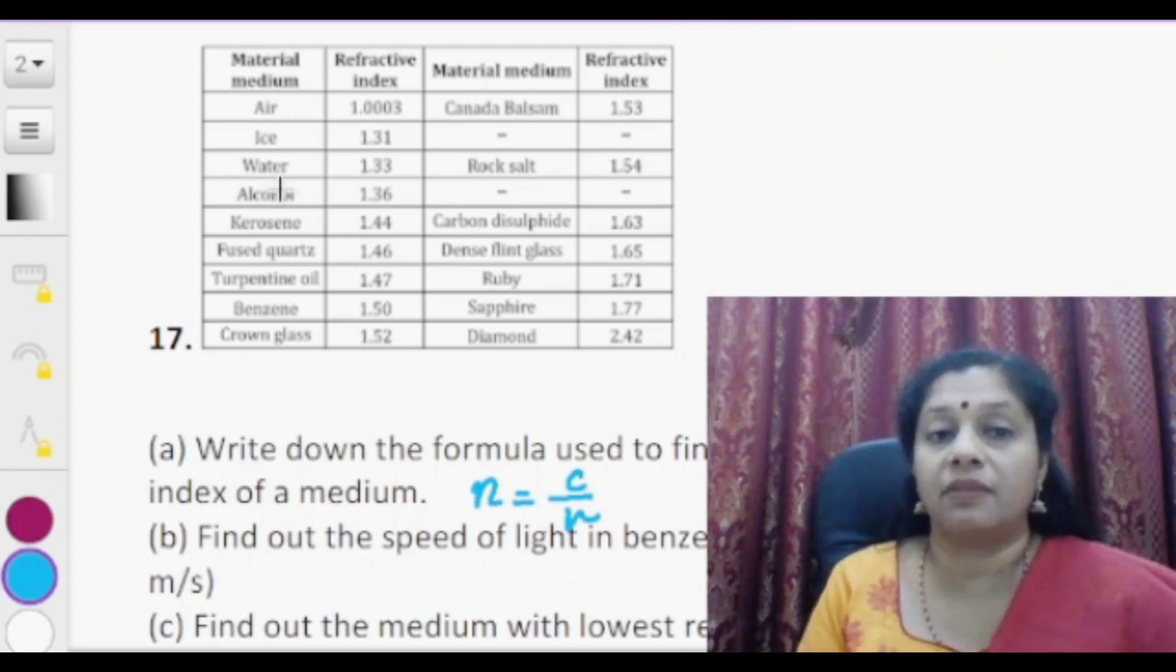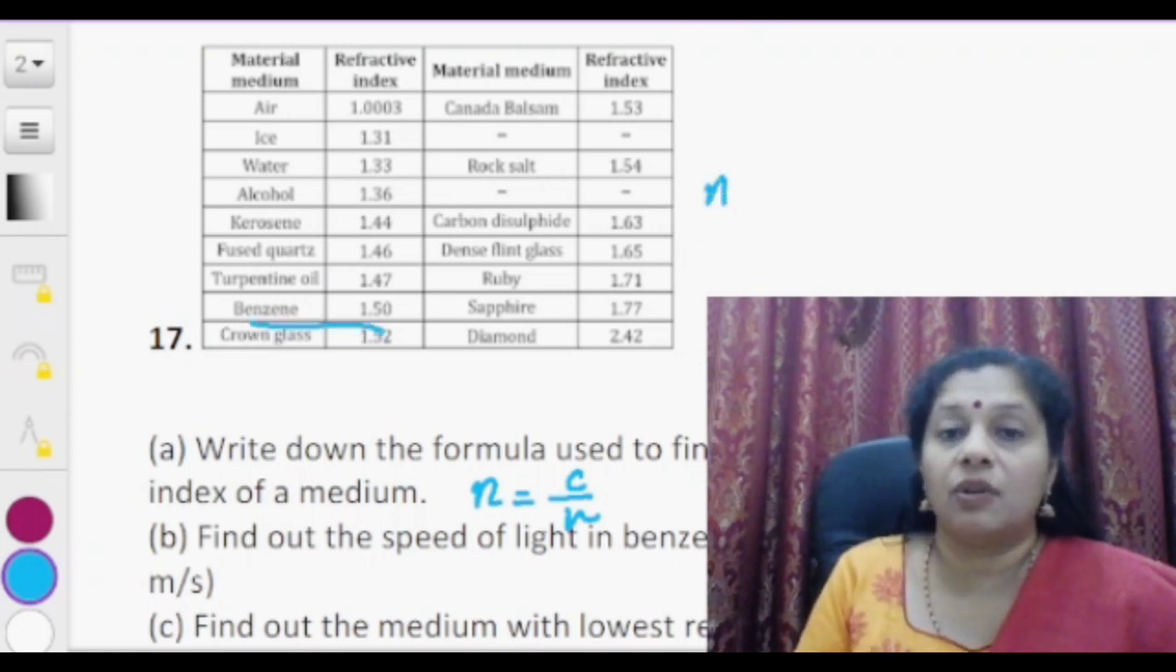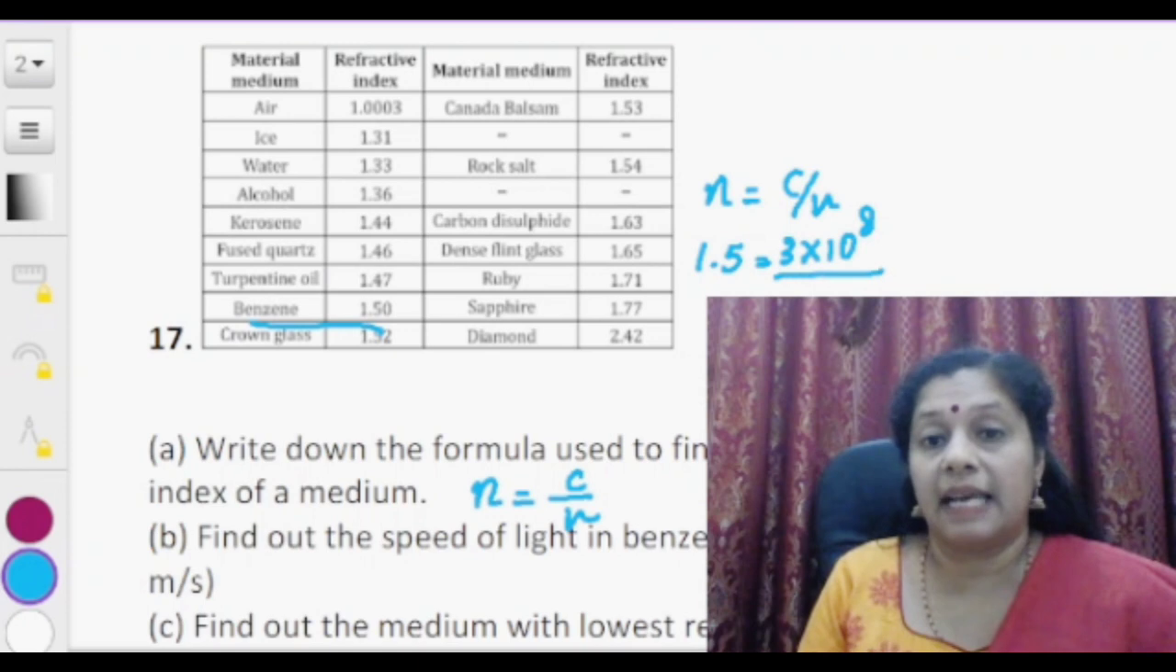Find out the speed of light in benzene. Benzene is given here. Okay. So n is equal to c by v we can use. Here n is equal to 1.5 is equal to 3 into 10 to the power of 8, which is the velocity of light in air, by v. So v is equal to 3 into 10 to the power of 8 by 1.5. So we will get 2 into 10 to the power of 8 meter per second.